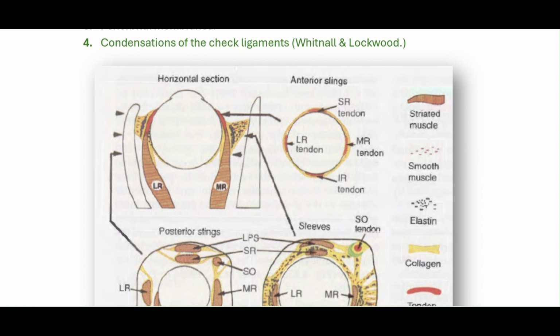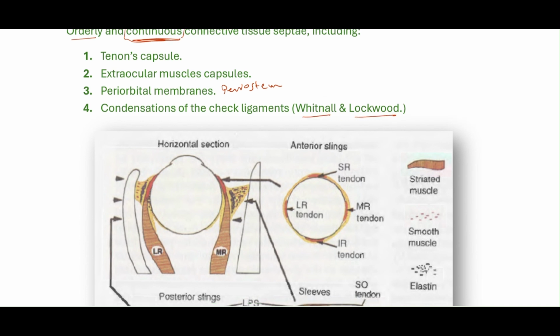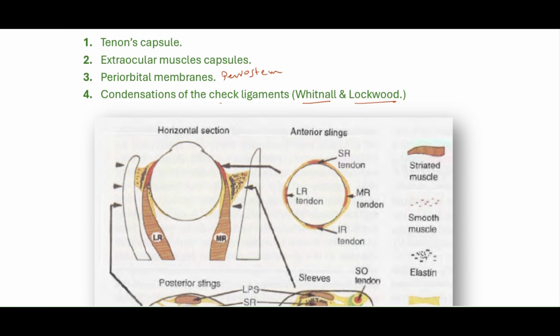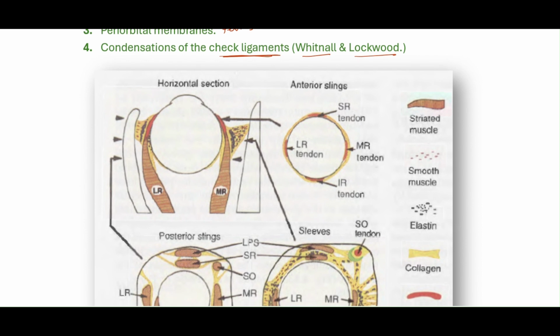They are formed of tendons fascia, extraocular muscle capsule, periorbital membranes or periosteum, and the condensations of the cheek ligaments, Whitnall ligament and Lockwood ligament, which are both different from the muscle cheek ligaments, by the way. So the whole story starts by tendons fascia. Tendons fascia is a combination of collagen elastin surrounding the eyeball.